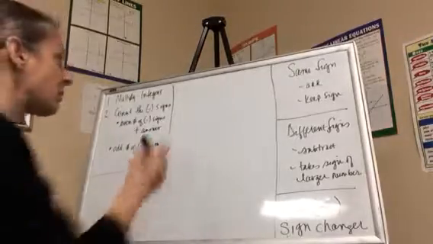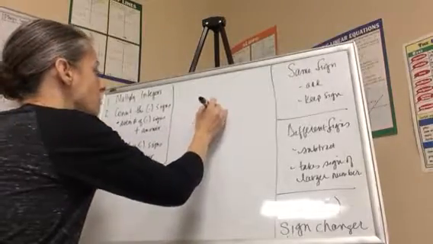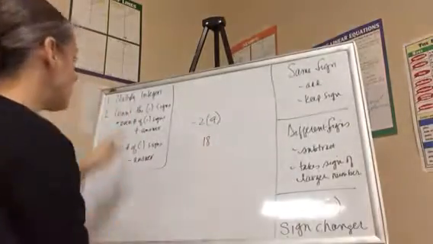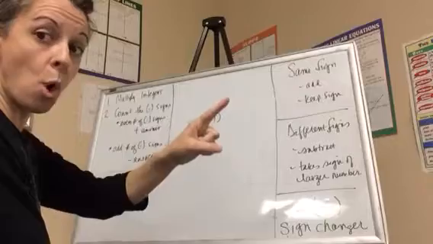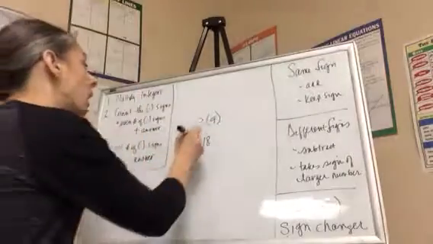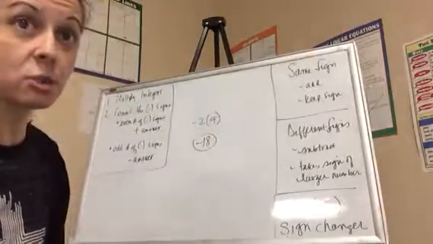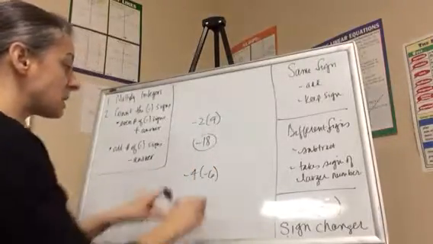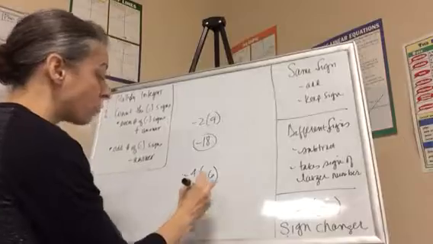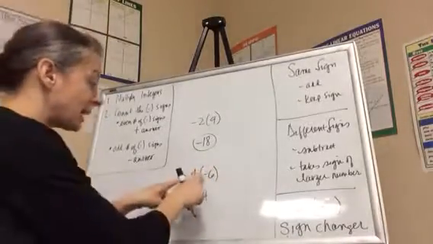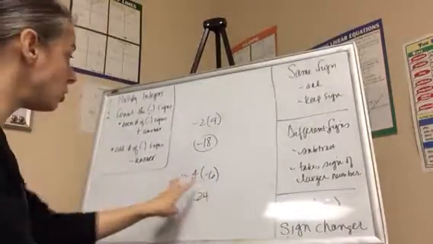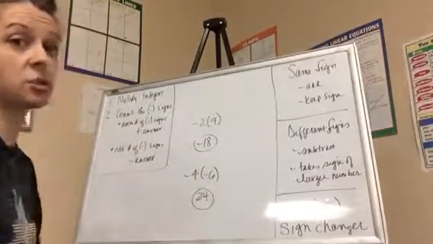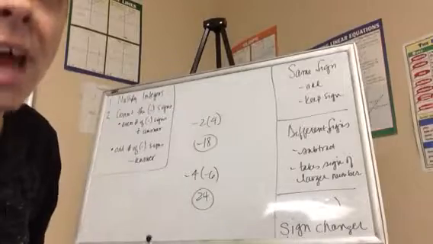Let me do a couple of examples. Negative 2 times 9, multiply my integers. 2 times 9 is 18. Count my negative signs. 1. 1's an odd number, I'll have a negative answer. Another example. Negative 4 times negative 6. Multiply my integers. 4 times 6 is 24. Go back and count my negative signs. 2. 2 is an even number, so I'll have a positive answer. And I'm done. It's that simple.